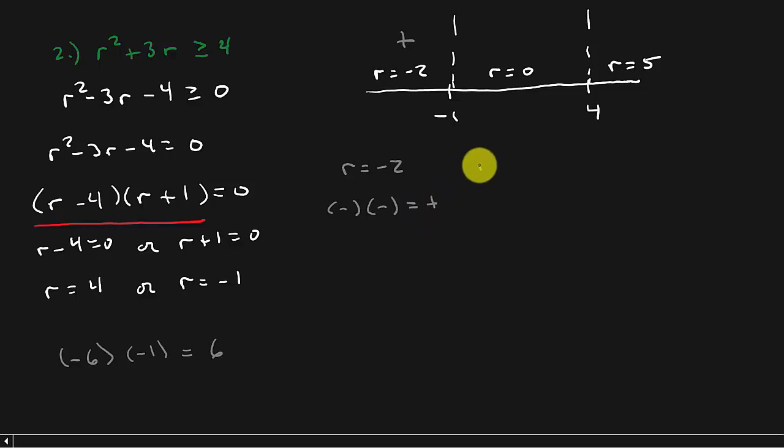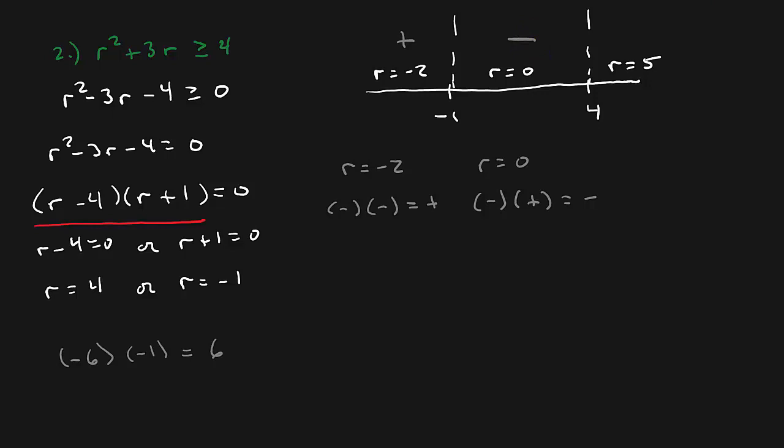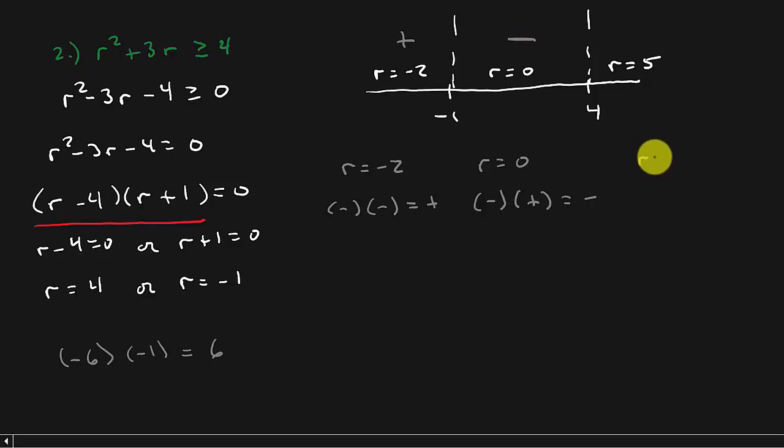All right. Now let's do r equals 0. So 0 minus 4 is -4. That's a negative number. 0 plus 1 is 1, which is a positive number. A negative times a positive is negative. So that's negative. All right, and then we're going to do r equals 5. 5 minus 4 is 1, which is positive. 5 plus 1 is 6, which is positive. Positive times a positive is positive. So this would be positive.